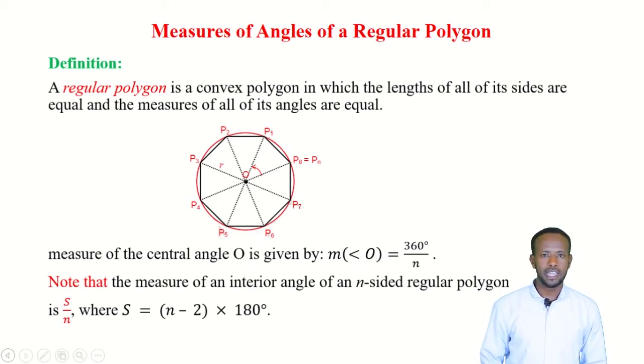Very good. This n minus 2 stands for what? The number of triangles that can be formed from the polygon.